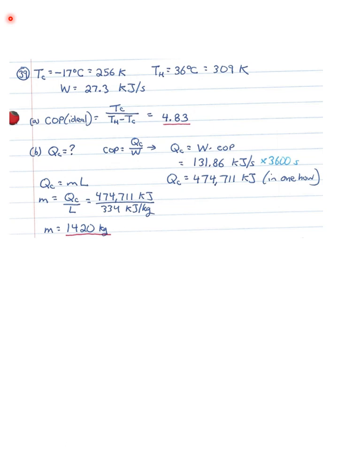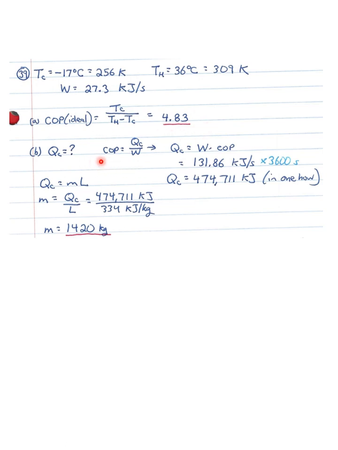All right, that's just another way of saying the ideal coefficient of performance, the best possible COP that this refrigerator can get. And so we will convert our temperatures, both the cold and the hot, to Kelvin. The work is 27.3 kilojoules per second. We'll get to that later. The coefficient of performance for a reversible refrigerator is T sub C over T sub H minus T sub C, 4.83.